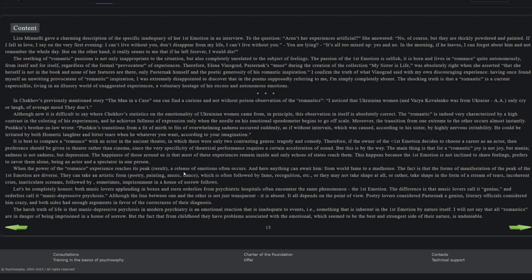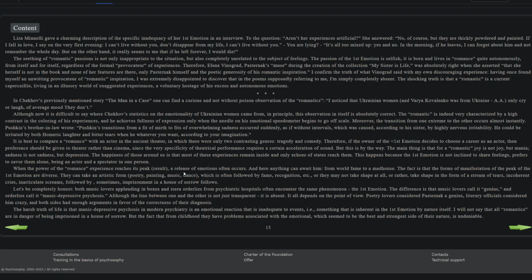The main thing is that for a romantic, joy is not joy, but mania. Sadness is not sadness, but depression. The happiness of those around us is that most of these experiences remain inside and only echoes of states reach them. This happens because the first emotion is not inclined to share feelings, prefers to savor them alone, being an actor and a spectator in one person.